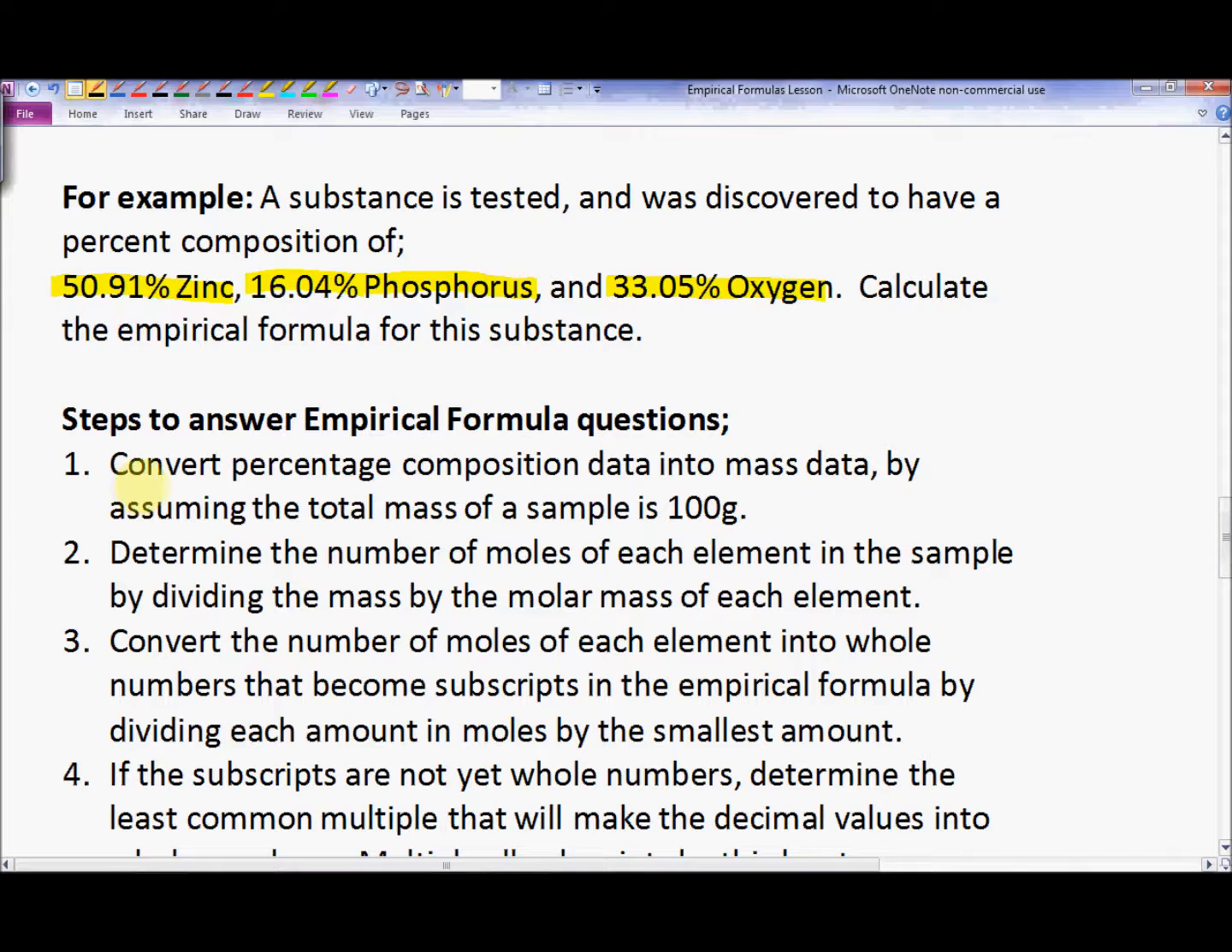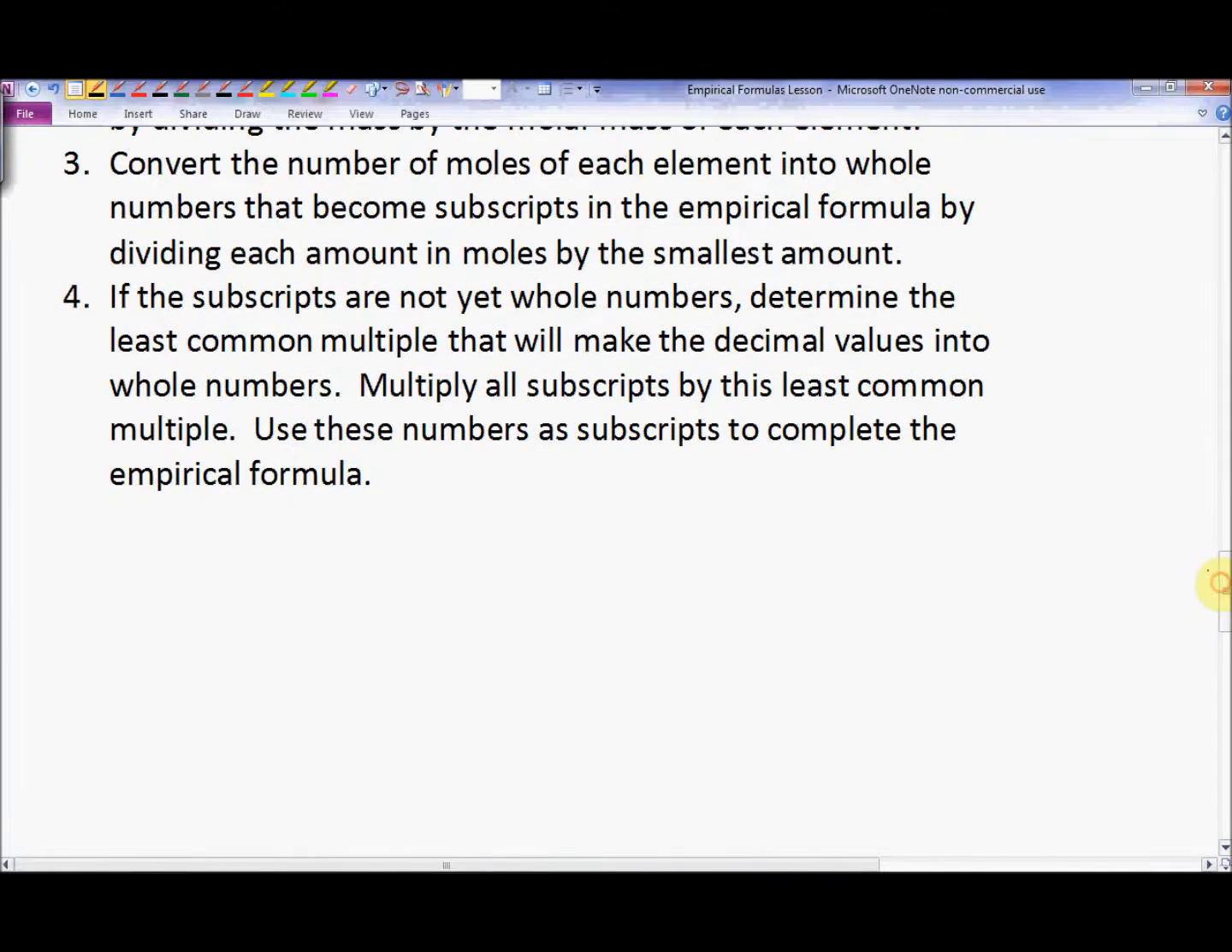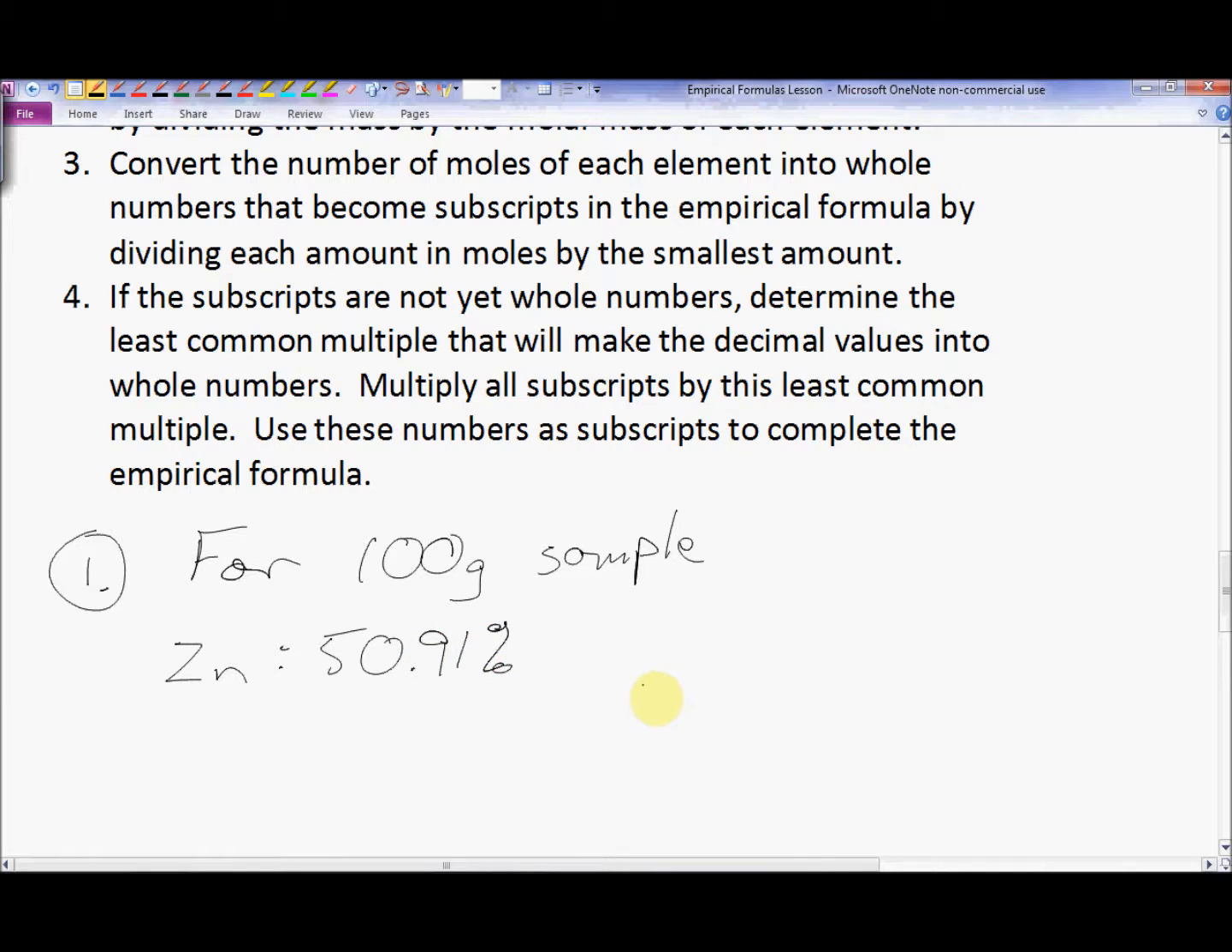What we'll do is first convert the percentage composition data into mass data by assuming that we've got a total sample mass of 100 grams. So let's go ahead and do that first. For a 100 gram sample of this substance, there's going to be zinc, and zinc makes up, we said, 50.91% of that sample. So multiply that by 100 grams.